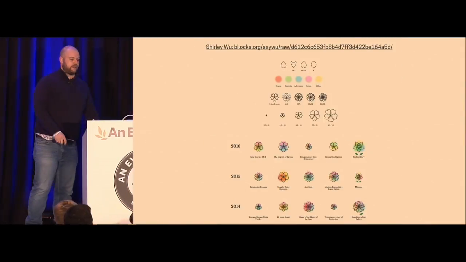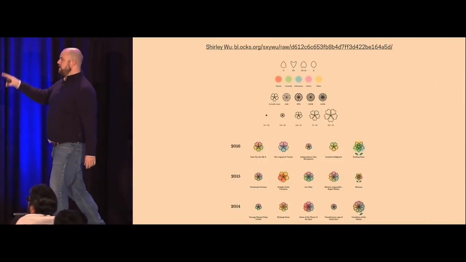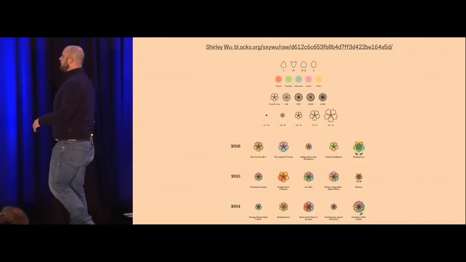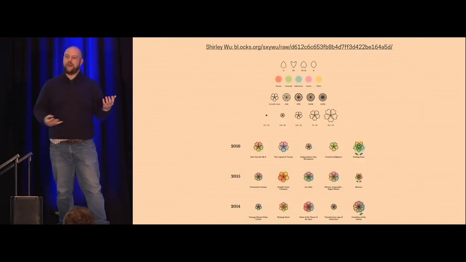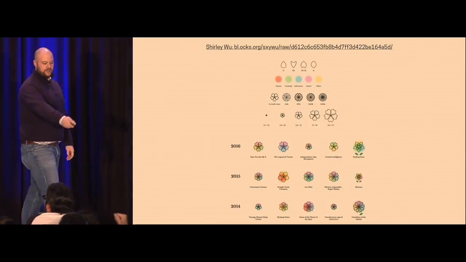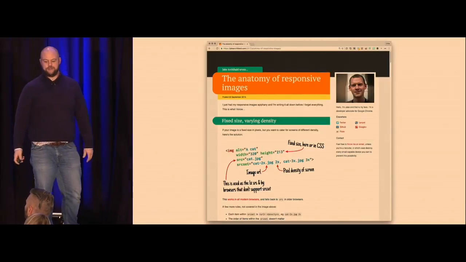Great. Her kind of partner in crime, Shirley Wu, took IMDb data and made unique timestamps for every movie, based on the petal of the flower is what rating the movie had, and how many petals it had is how many votes or views or whatever it had and stuff. It gave every movie a unique kind of color and shape. What a clever idea. It's all SVG, of course.